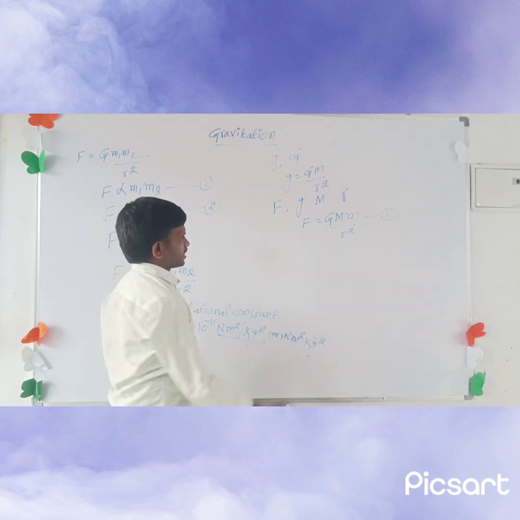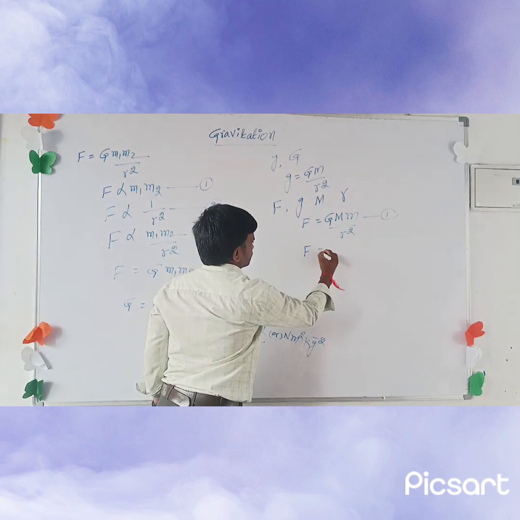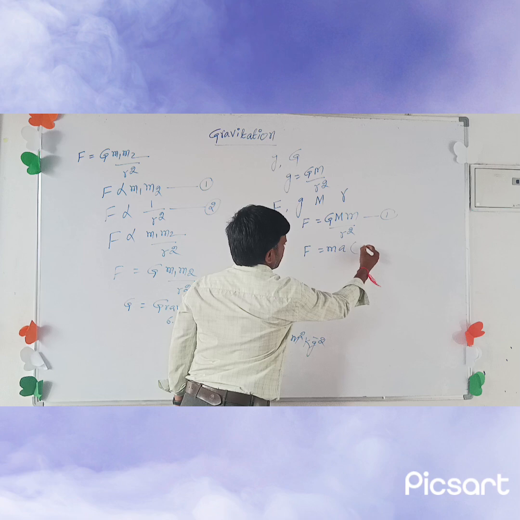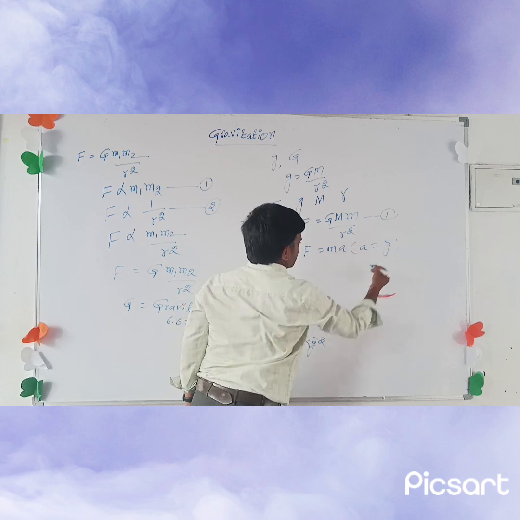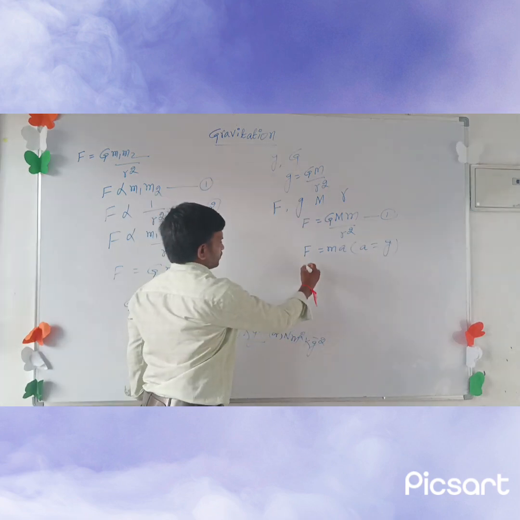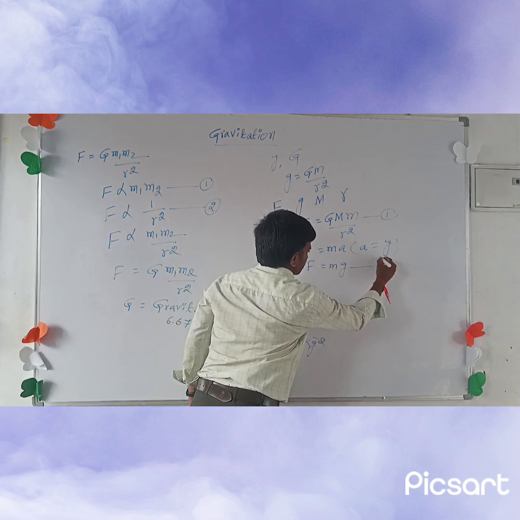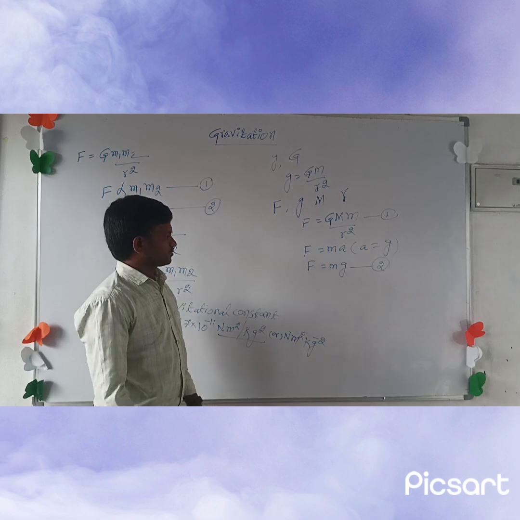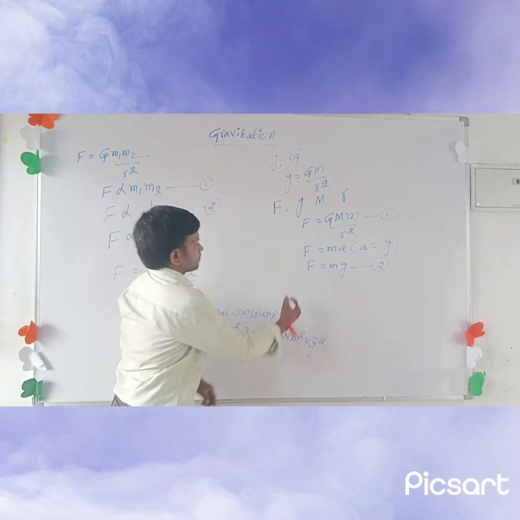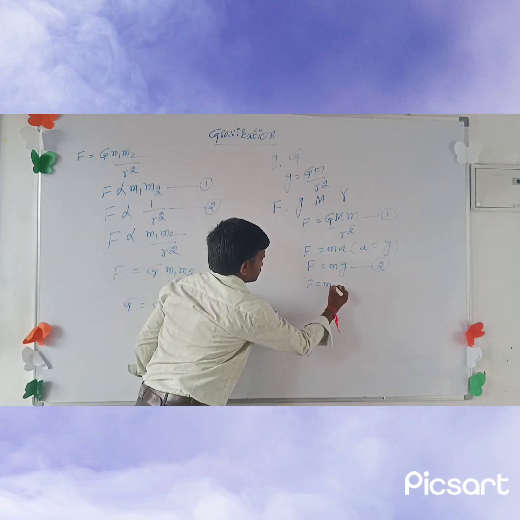According to Newton's second law, F is equal to ma. Here, with acceleration due to gravity, F equals mg. This is equation number 2.